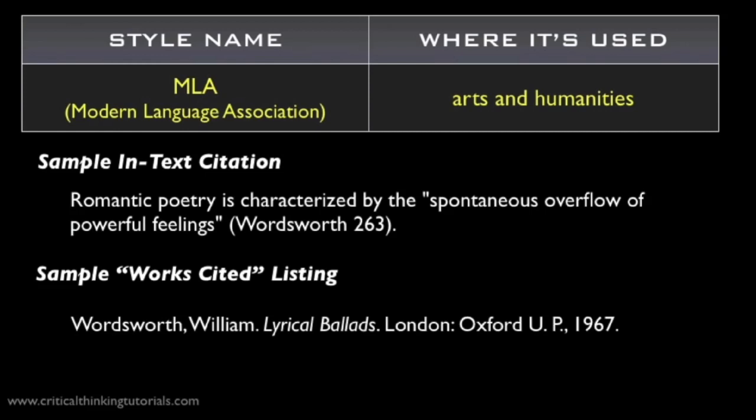Every bibliography style requires similar information: author, title, publication date, where it was published, and so on. But the specific formatting will be different in each style. Here, for example, the date of publication comes at the end, but in the APA style, as we'll see, the date comes right after the author's name.